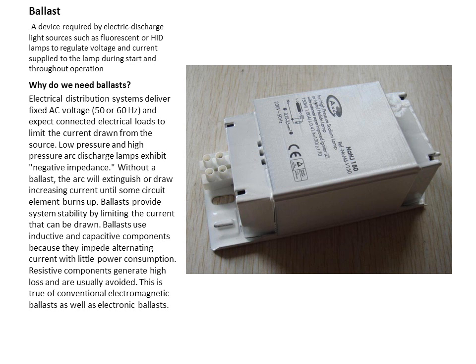Ballast: a device required by electric discharge light sources such as fluorescent or HID lamps to regulate the voltage and current supplied to the lamp during start and throughout the operation. Why do we need ballast? Electric distribution systems deliver fixed AC voltages and expect connected electrical loads to limit the current drawn from the source. Low pressure and high pressure arc discharge lamps have negative impedance. Without a ballast, the arc will extinguish or draw increasing current until some circuit element burns up.